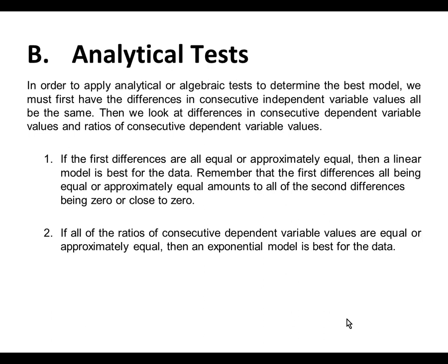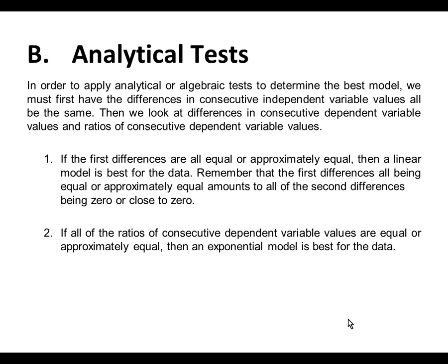Number 2, if all the ratios of consecutive dependent variable values are equal or approximately equal, then an exponential model is best for the data. Now, if you can't remember what to do to figure out what the base of the exponential is going to be, just go ahead and use an exponential regression. It'll find it for you.